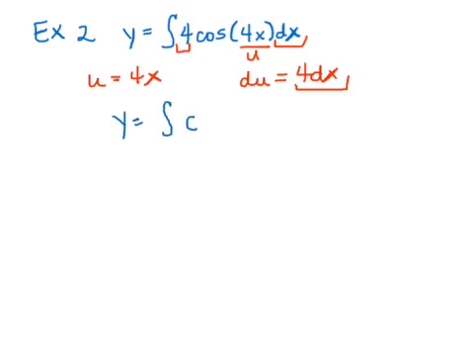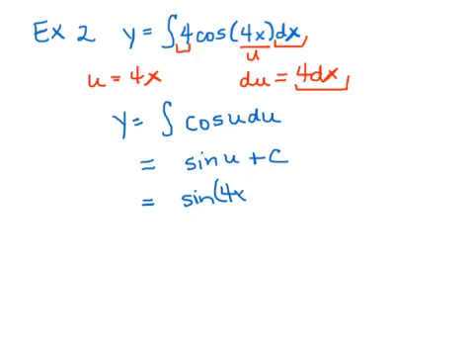So we will have cosine u du, and there's a chart in the book on page 332 that has all of the antiderivatives of the trig functions. And so the antiderivative of cosine is sine. Add a c. Last step, replace the u. U is equal to 4x, we identified earlier. And that's your antiderivative.